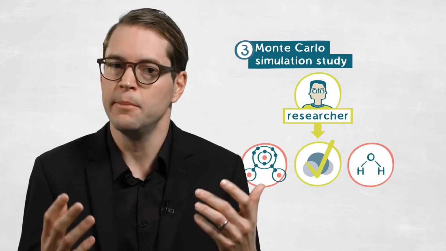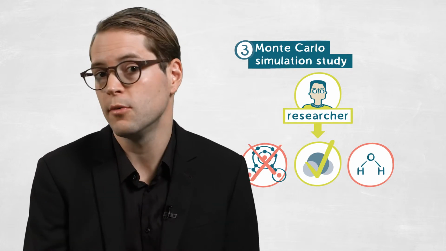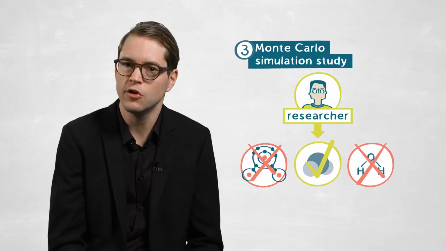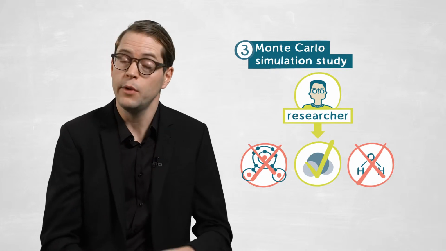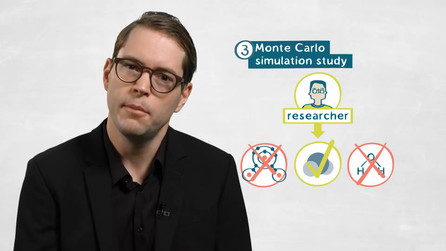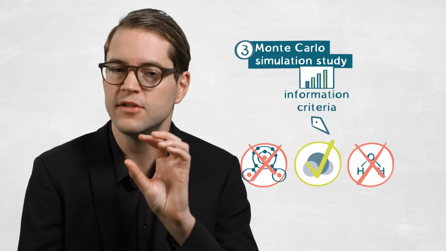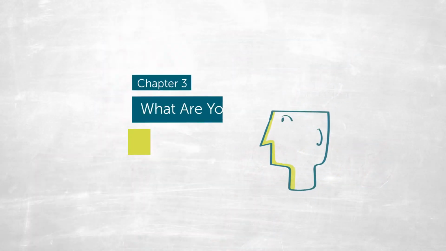Some were slightly misspecified. For example, a path linking two constructs was just missed out. Others were grossly misspecified. There were entire constructs missing, or there were extraneous constructs in the model. And we asked ourselves, do these information criteria actually point to the correct model? Are they able to distinguish the correct model from the incorrect models?